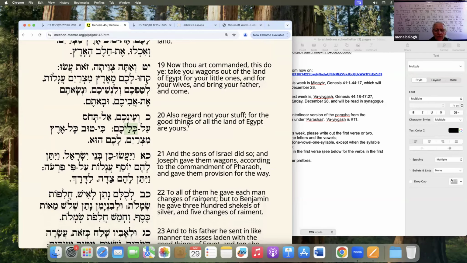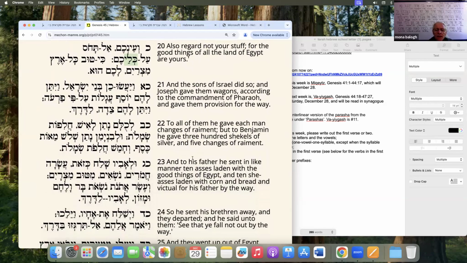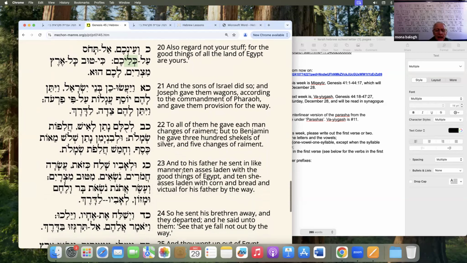To all of them he gave each man changes of clothing. But to Benjamin he gave 300 shekels of silver and 5 changes of clothing. Oh, he's really rubbing in that Benjamin is his one and only brother. And to his father he sent in like manner 10 asses laden with the good things of Egypt, and 10 she-asses laden with grain and bread and victual for his father by the way.